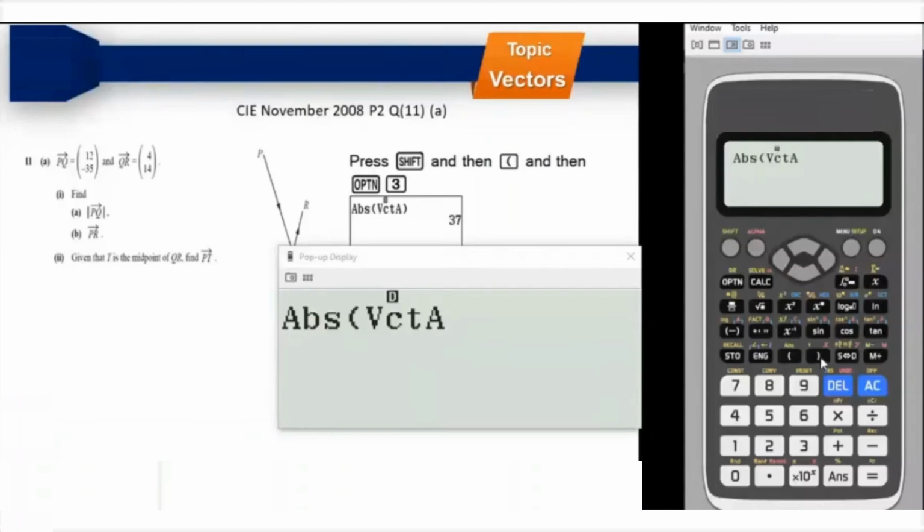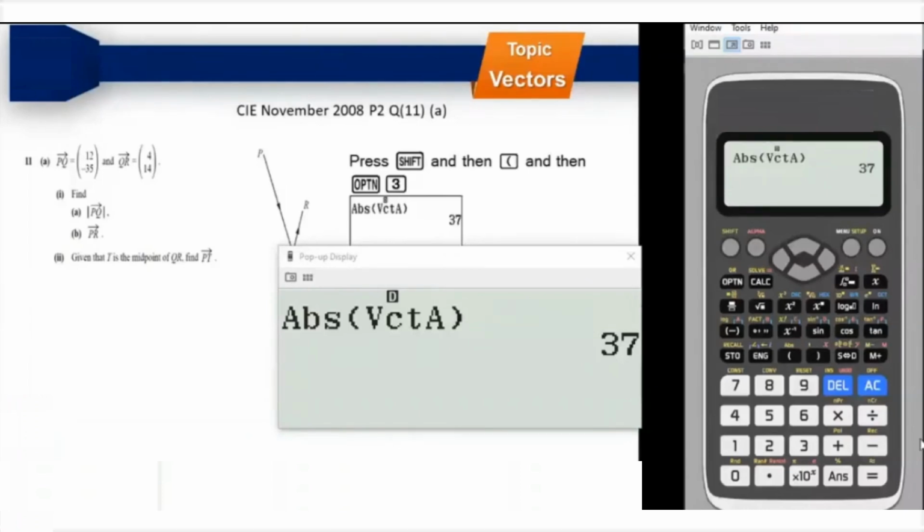So you need to find the absolute value of vector A. And absolute value of vector A means magnitude of vector A. So magnitude of vector A is 37. Normally we use the formula x component square plus y component square plus z component square, the whole thing under root, to get the absolute value or the modulus of the vector or the magnitude of the vector.